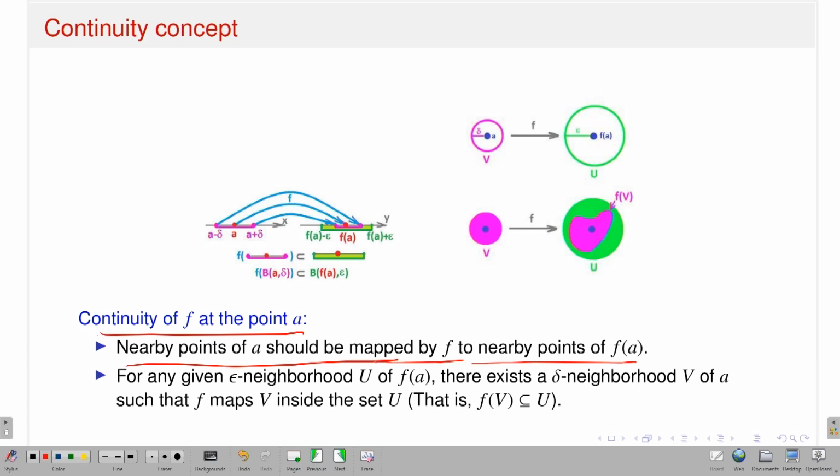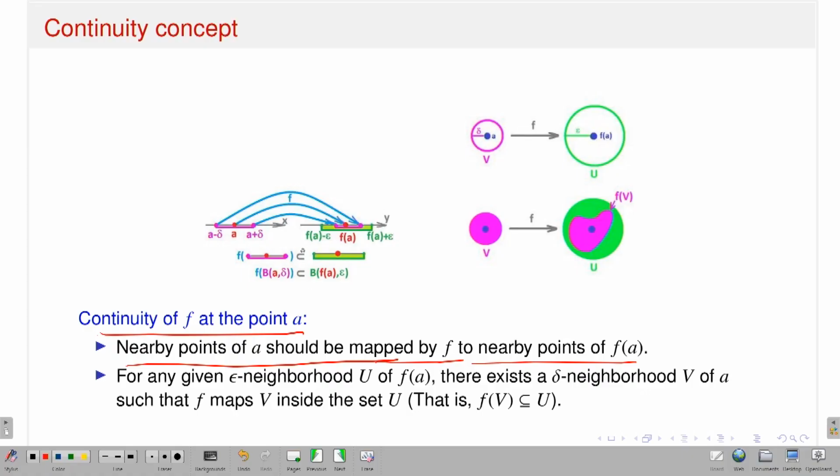What does it mean? If I start with a point a and I want to talk about the continuity of f at a, that means if I take a neighborhood of f of a, that means given epsilon, take a neighborhood of the point f of a, that is f of a minus epsilon to f of a plus epsilon, then there should exist a delta, so that if I consider the neighborhood a minus delta to a plus delta around the point a, and if I take the image of that neighborhood and apply f, that should be fully contained in the interval f of a minus epsilon to f of a plus epsilon. That is exactly what I have written.